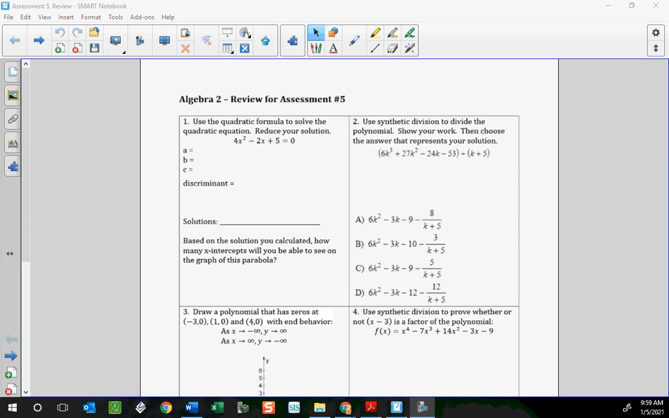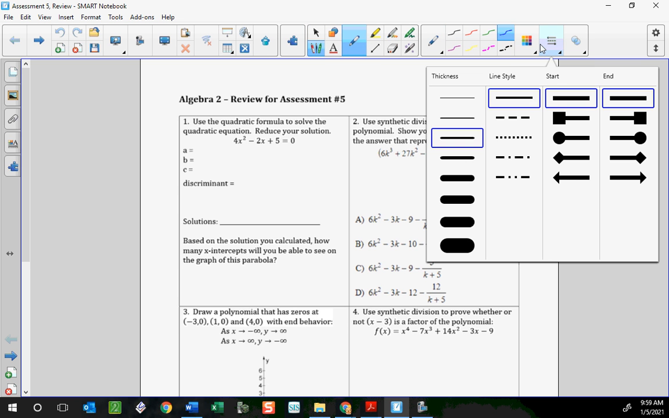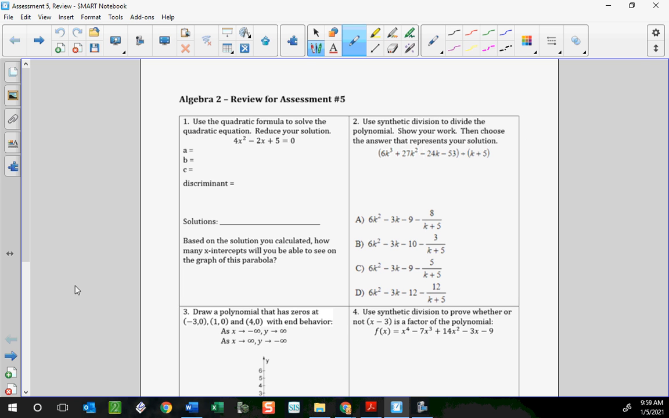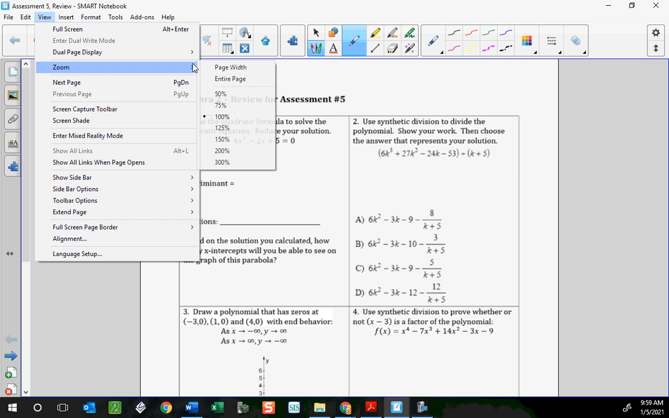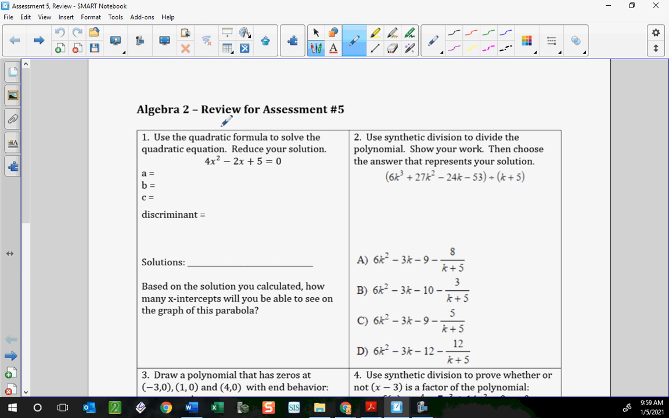All right, so I'm gonna go over the review here. So here we go for assessment number 5. So question number 1 is from earlier knowledge, I guess. So remember, with your quadratic formulas, you have a goes with x squared, so a must be 4.